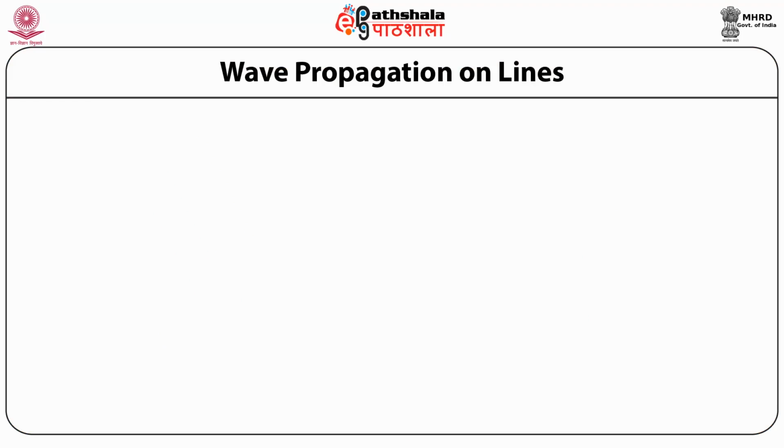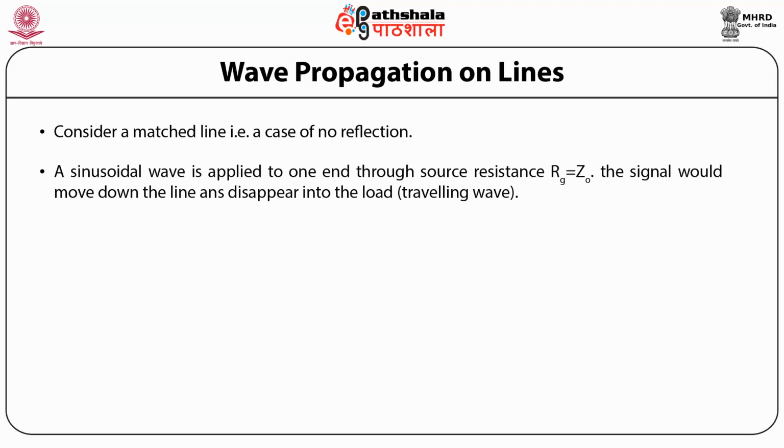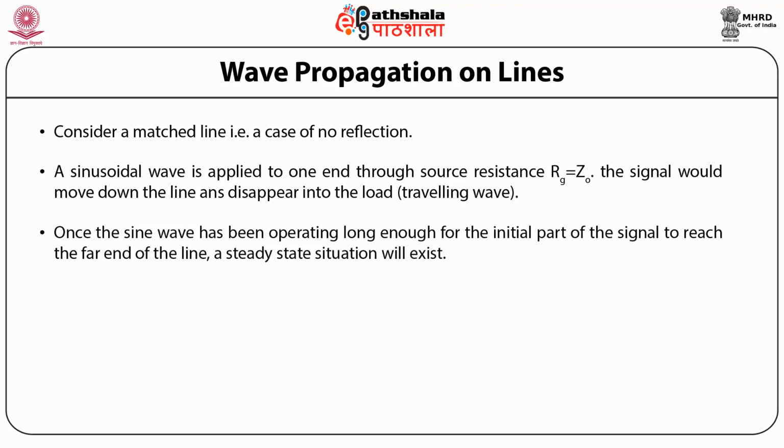Wave propagation on lines. Consider a matched line, that is, a case of no reflection. A sinusoidal wave is applied to one end through source resistance Rg equal to Z0. The signal would move down the line and disappear into the load, as a traveling wave. This process would take time.